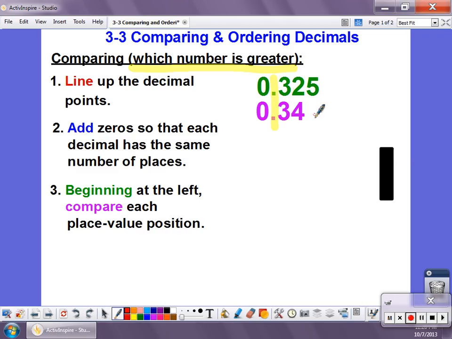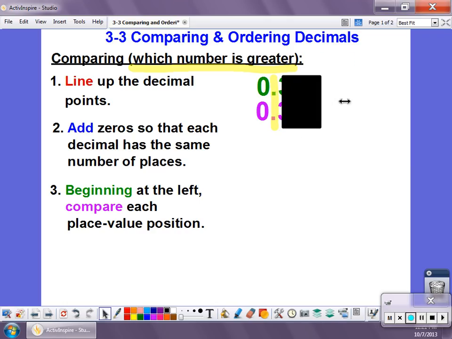But one thing you might notice is this bottom decimal is not the same place value as this top decimal. So the second thing we want to do is add zeros so that each number has the same place value. Okay, and this is going to help me in two ways. I'm going to show you two different ways to compare these.